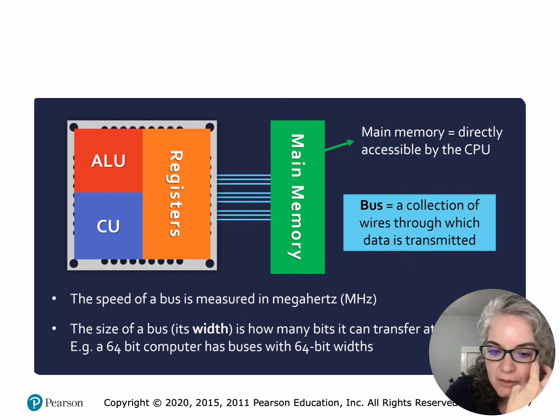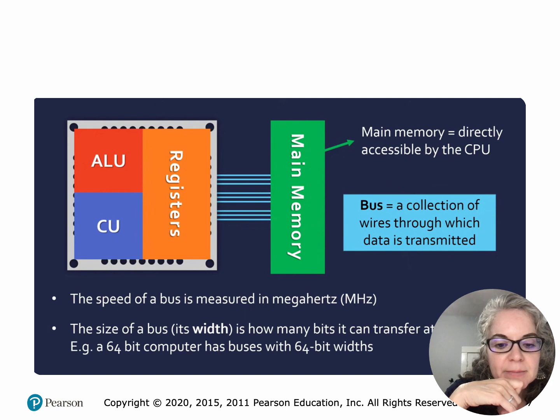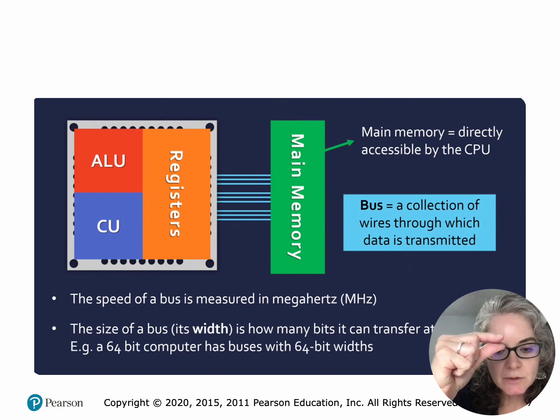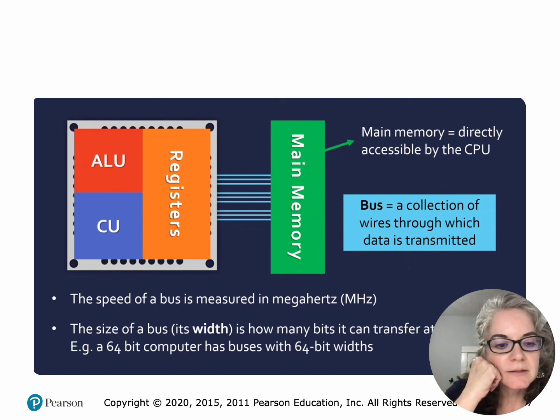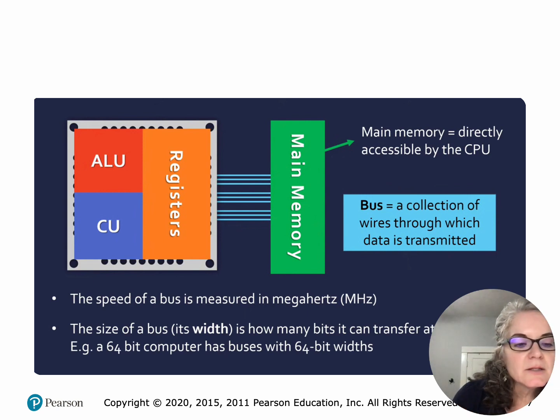And we'll talk about the different types of buses, but each bus would have 16 lines. If it's a 32-bit processor, we'd have 32 lines. 64, we'd have 64 lines. So the size of the bus is its width, and that's how many lines and how many bits it can transfer at a time. Of course, the more bits we can transfer at a time, the faster the transferring of data happens. And then the speed of a bus is measured in megahertz.